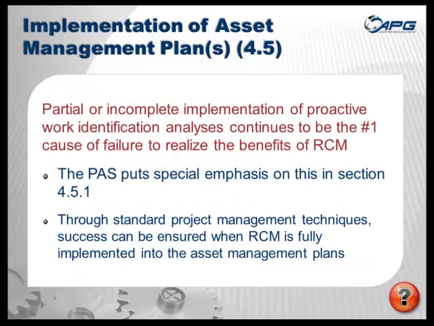Implementation of asset management plans is section 4.5. I'm going to go out on a limb and say partial or incomplete implementation of proactive work identification analyses, RCM being one of them, continues to be the number one cause of failure to realize the benefits of the time and energy invested. I would go further than just RCM and say that would apply to practically any initiative, time and energy and investment of an analysis nature. It could be a gap assessment or as simple as a root cause failure analysis. It could be your quality management system and quality improvement system, an engineering review. Failure to completely and effectively implement those solutions is probably the number one cause of being unable to realize their benefit.